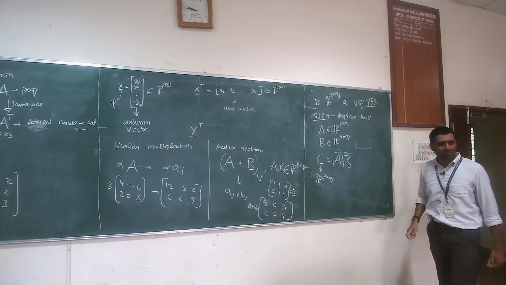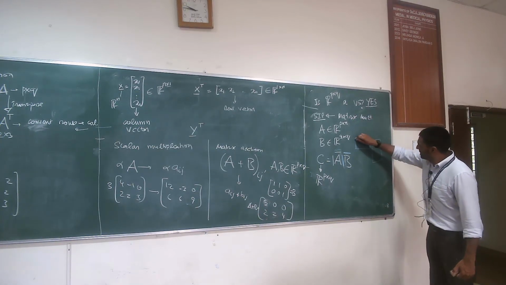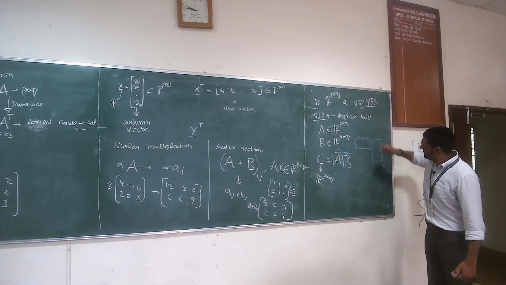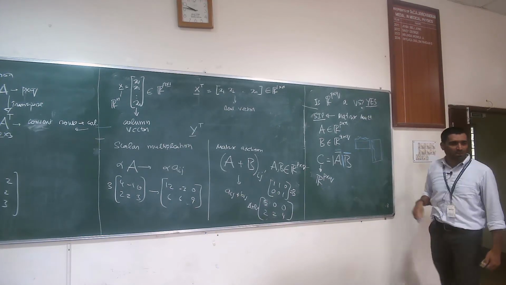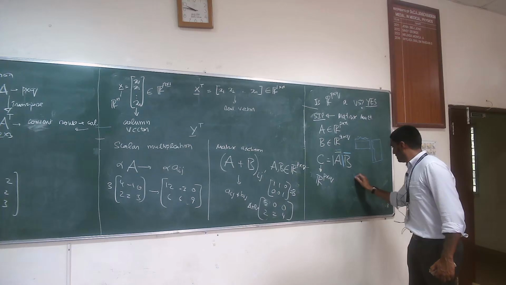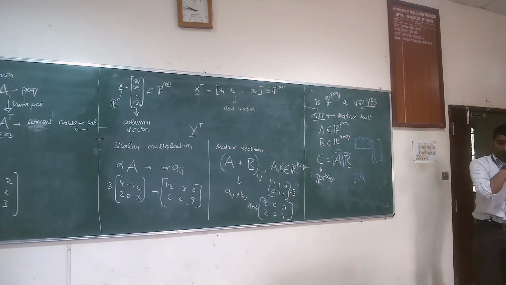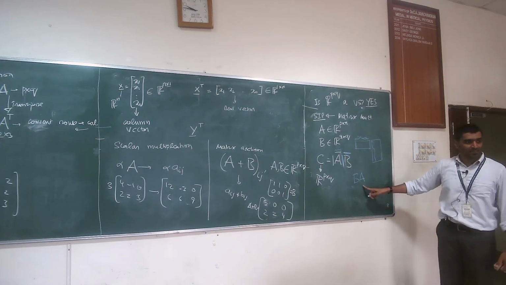So A is like this, B has to be like this. Sorry, this has to match this. Only then you can multiply A and B. In this case, can you do BA? Is BA allowed?